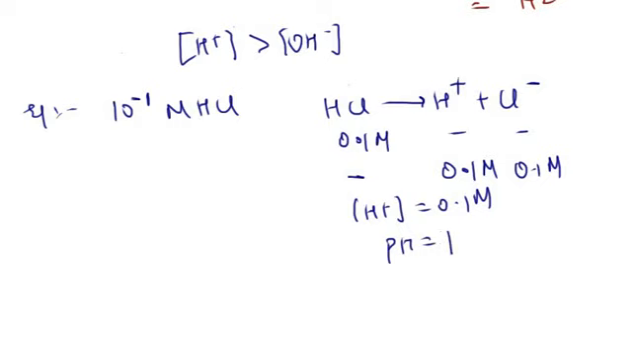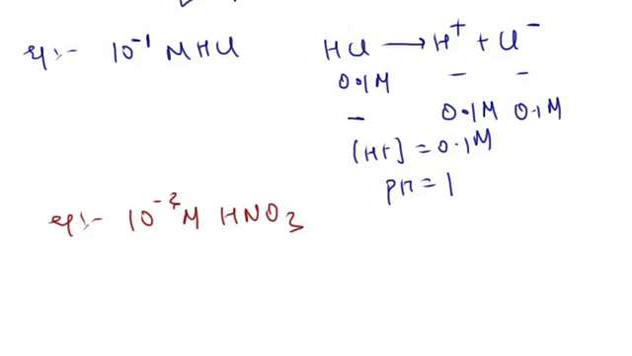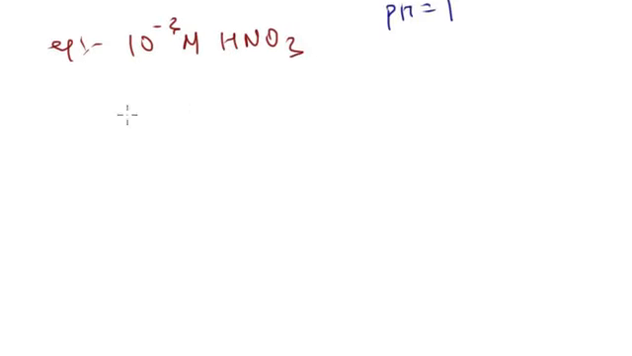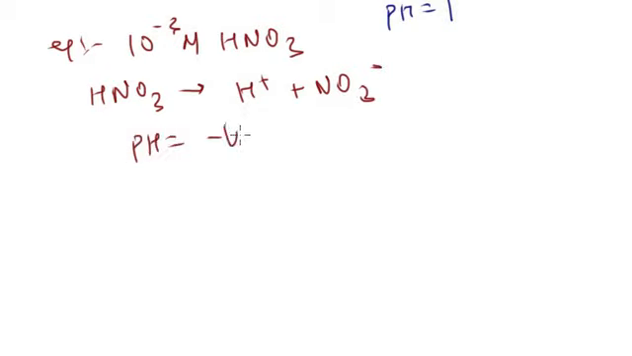Now if I gave you another example, when we have 10 to the power negative 3 molar HNO3, what will be the pH? You know HNO3 will dissociate into H plus and NO3 negative. So pH will be negative log of 10 to the power minus 3. So pH turns out to be 3.